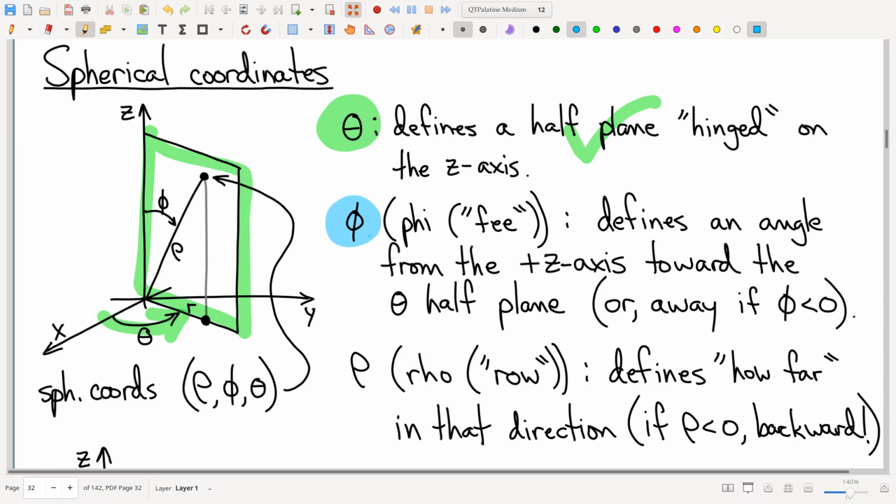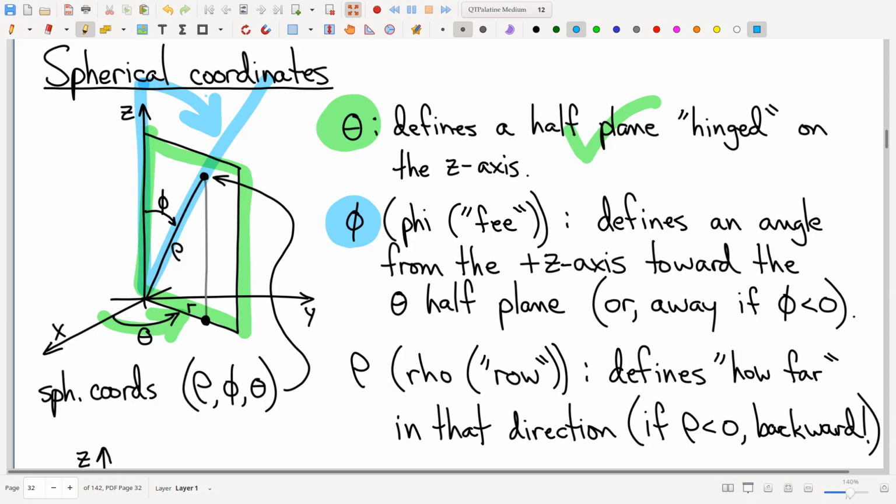Now we're going to think about this angle that I'm going to call phi. Pronounced phi. You're going to want to call it phi, but more common is phi. Phi is this angle within that theta half plane. It's measured off of the positive part of the z-axis, and then measured toward the theta half plane. So I think it's important to observe that you can't even talk about your phi angle until you've already decided what theta you're going to use. So theta kind of has to be chosen before you can even start the conversation about phi.